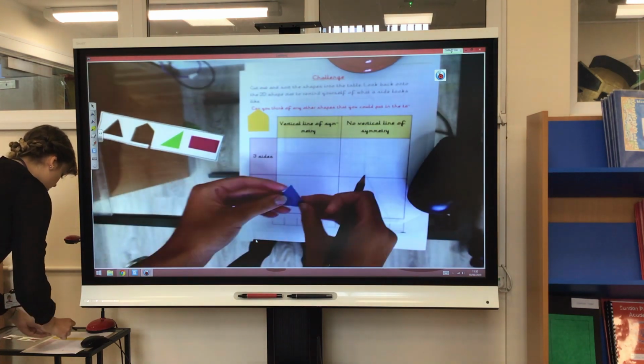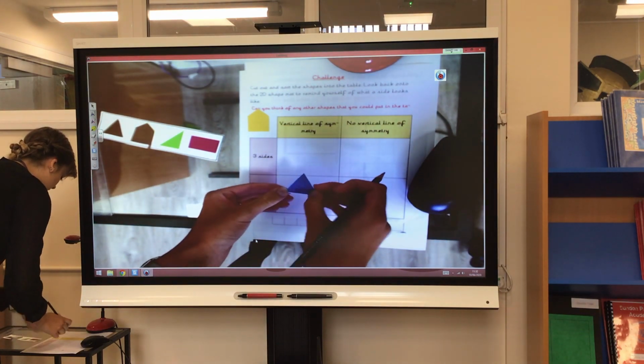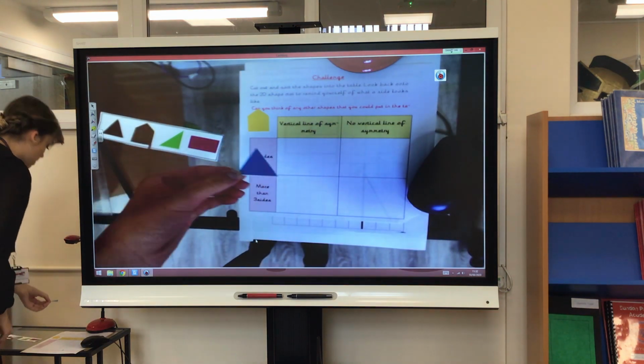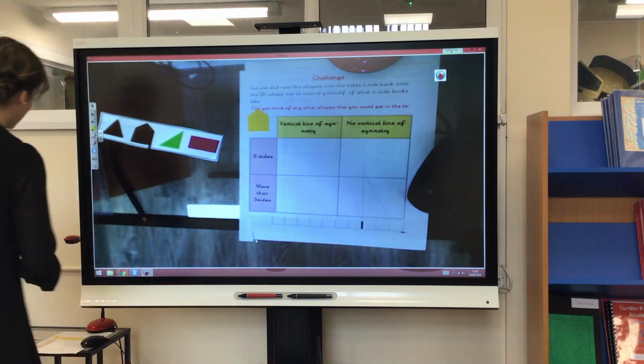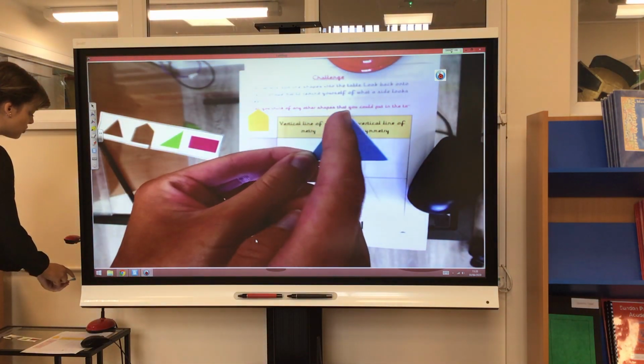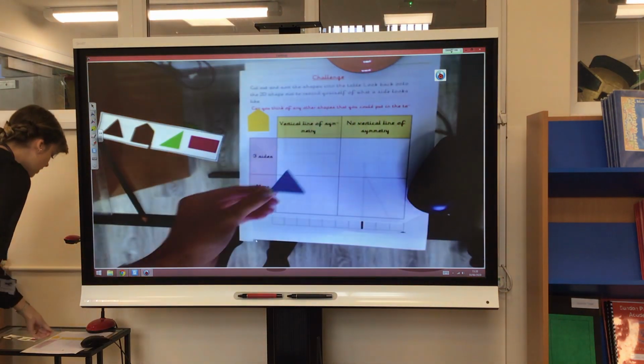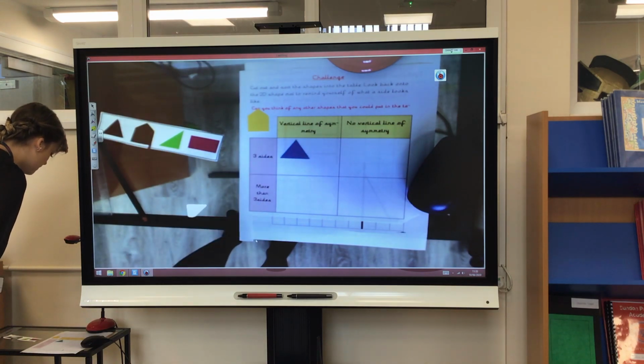If you really want to, you can draw that vertical line of symmetry, but I know from my super hard work this week that it does have a vertical line of symmetry, okay? And that vertical line of symmetry goes straight down. So I'm going to put it into this box.